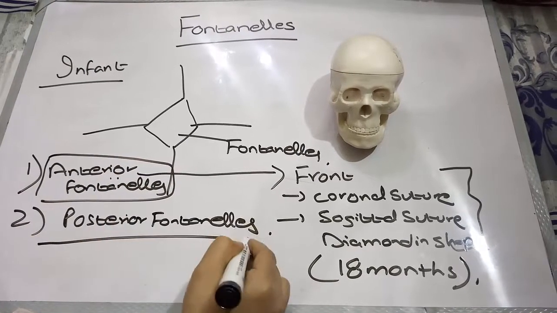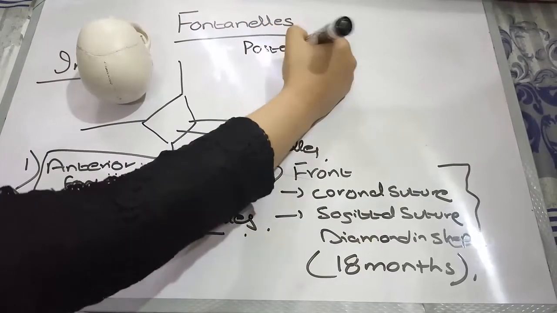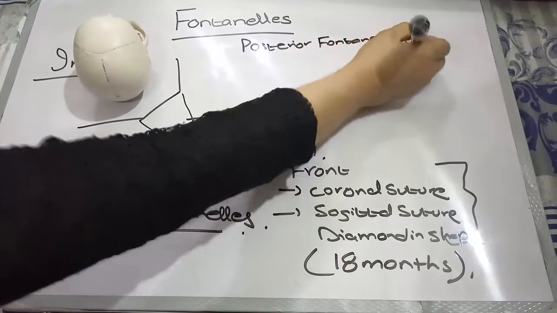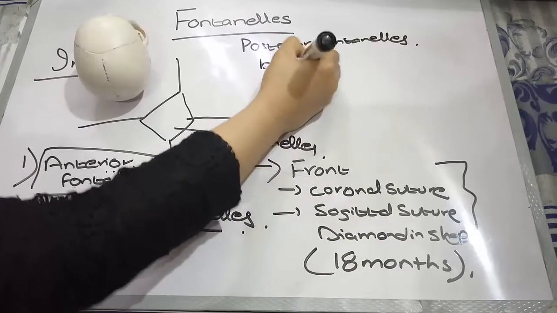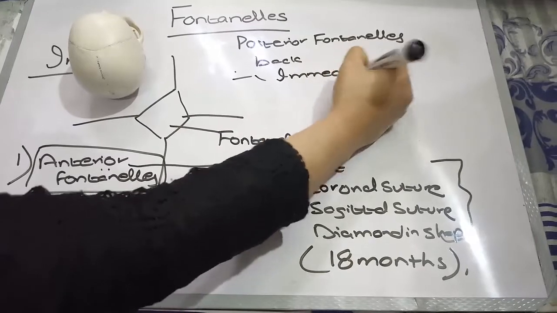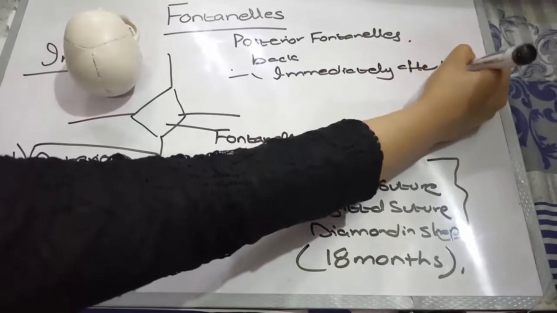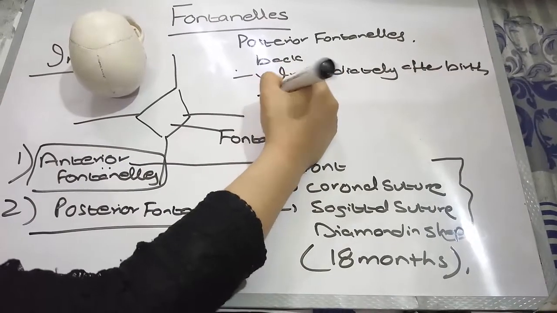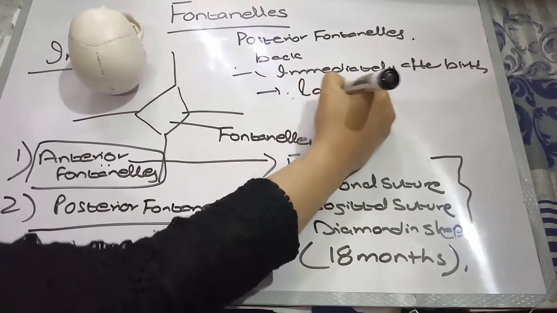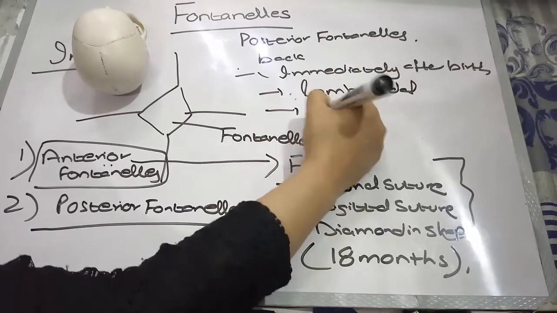Now the posterior fontanelle. It lies at the back. It closes immediately after birth. It is formed by the junction of the lambdoidal and sagittal suture.